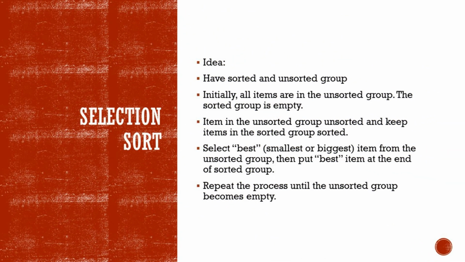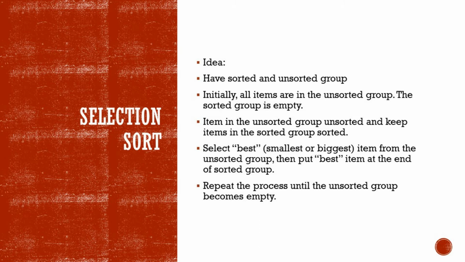Okay, the second type of sort is selection sort. The idea is to have a sorted and an unsorted group. Initially, all items are in the unsorted group. The sorted group is empty. We keep the items in the unsorted group unsorted, and keep the items in the sorted group sorted.